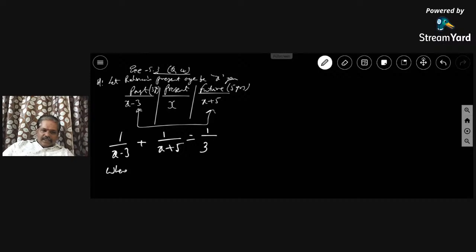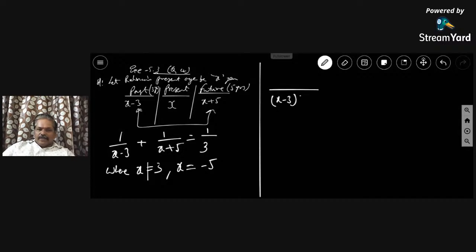Here you can write a condition: x is not equal to 3 as well as x is not equal to -5. So taking the LCM as x minus 3 into x plus 5. So cross multiply x plus 5, x minus 3. Because in the first term, denominator x minus 3 is there, x plus 5 is missing. So multiply the numerator and denominator with x plus 5. That's why we got x plus 5. In the second term, 1 by x plus 5, x plus 5 is there, x minus 3 is not there. So multiply and divide with x minus 3 so that the denominator will become equal. That's what we call the LCM part of the calculation. Which is equal to 1 by 3.